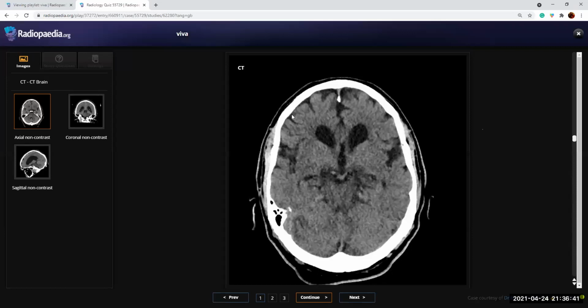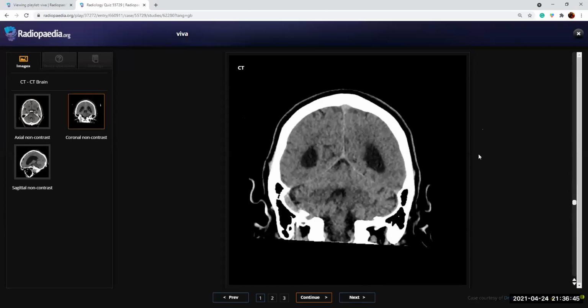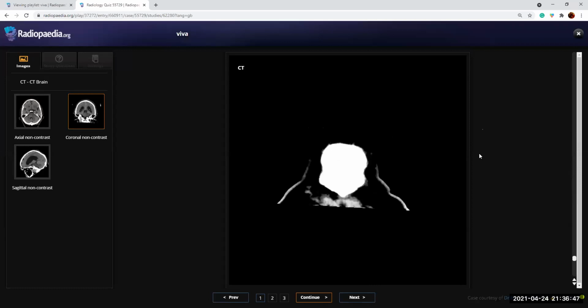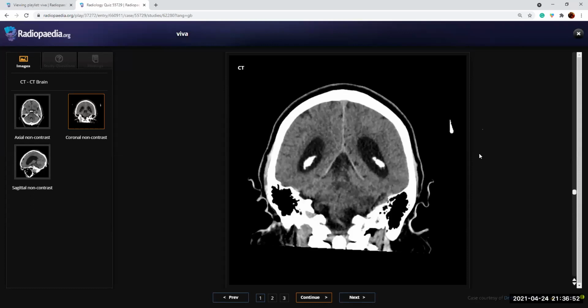Okay, I have been provided with the coronal images, which are redemonstrating the dilatation of the lateral and the third ventricles.